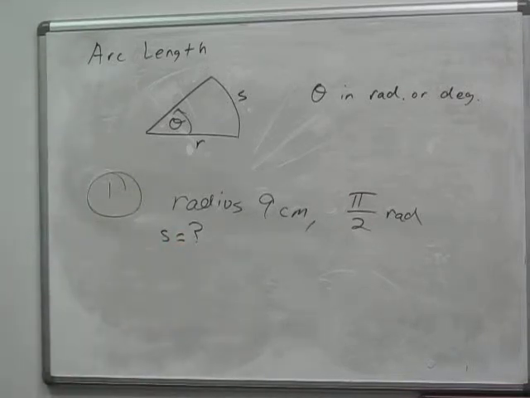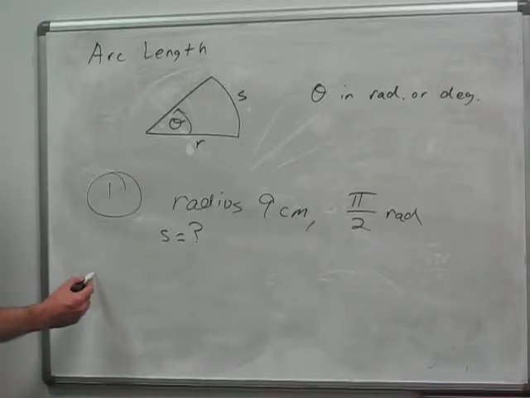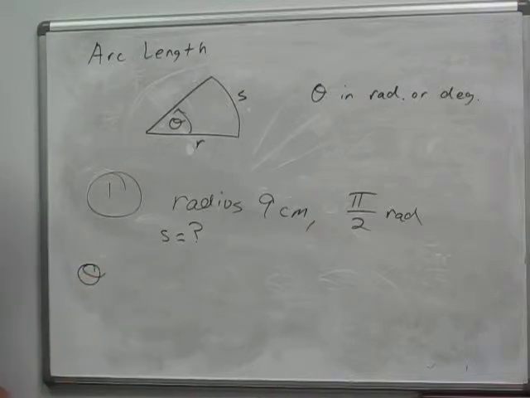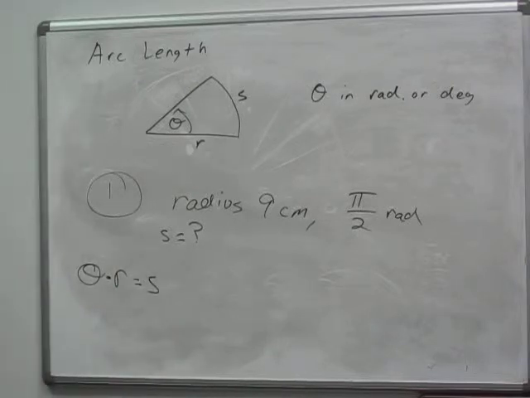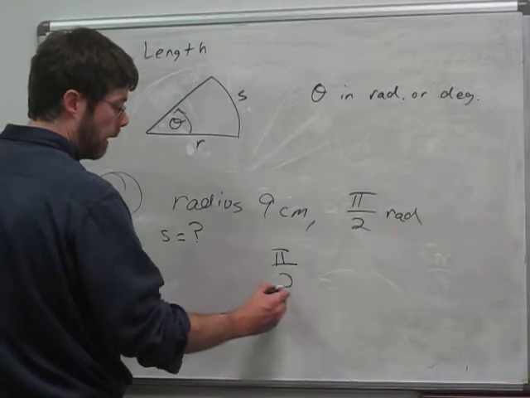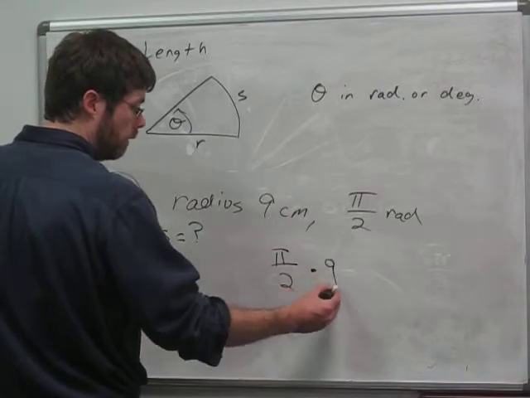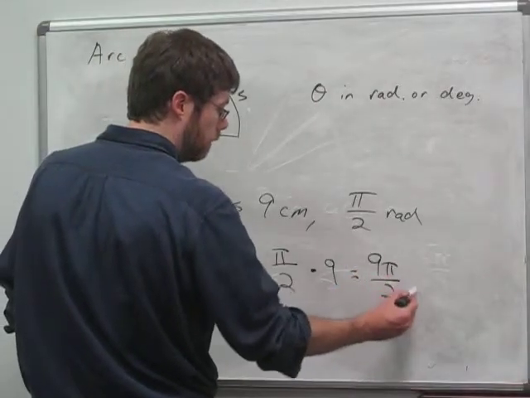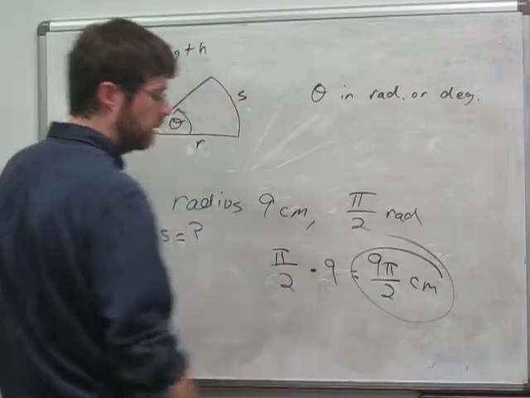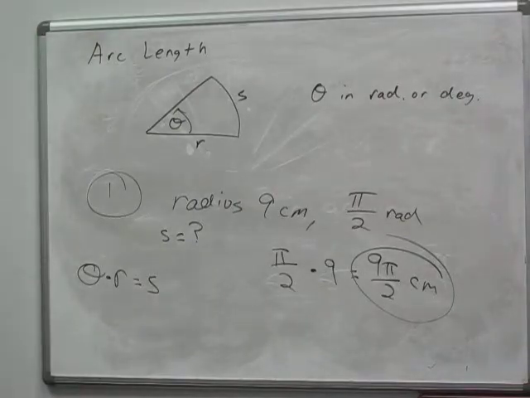Well, to handle this problem, we can just think back to our definition for radians and recall that one of the formulations is that if we take our measure in radians, multiply by the radius, we get the arc length. So for this problem, just take your pi over 2 radians, multiply by your radius, and your arc length pops out: 9 pi over 2.